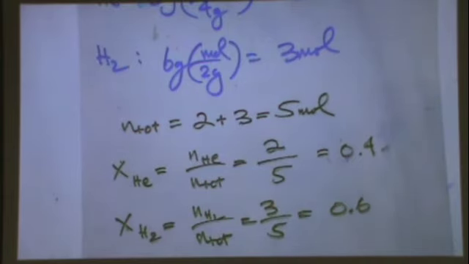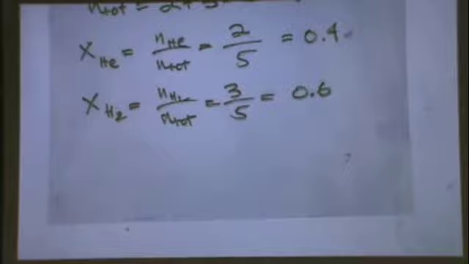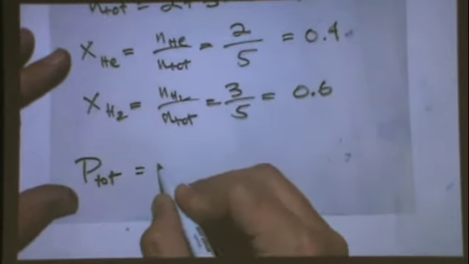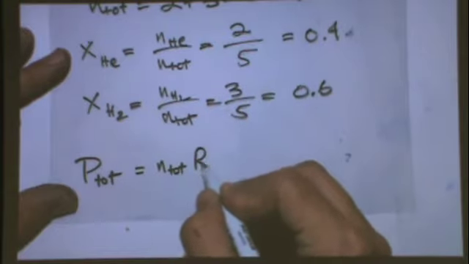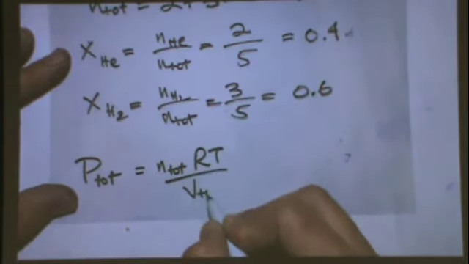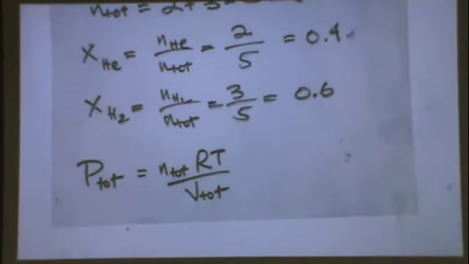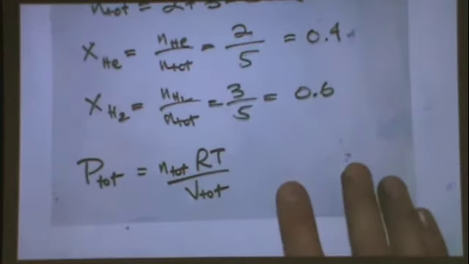Okay. For this example, notice that the sum of the mole fractions equals 1. So 0.4 and 0.6 add up to 1. That will always be true. All right. The next step would be to find P total. That's N total RT over V total. Unfortunately, I didn't give you those numbers, so we have to rewind for a second.